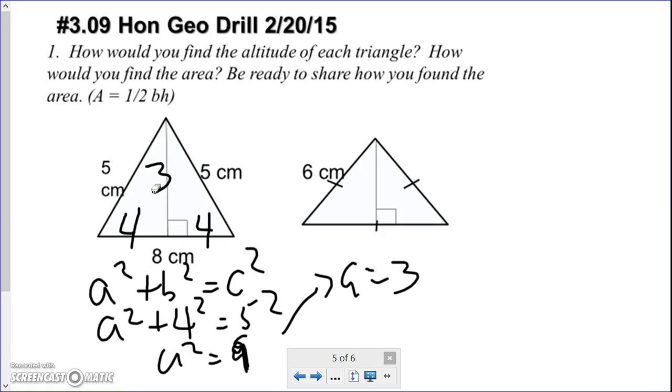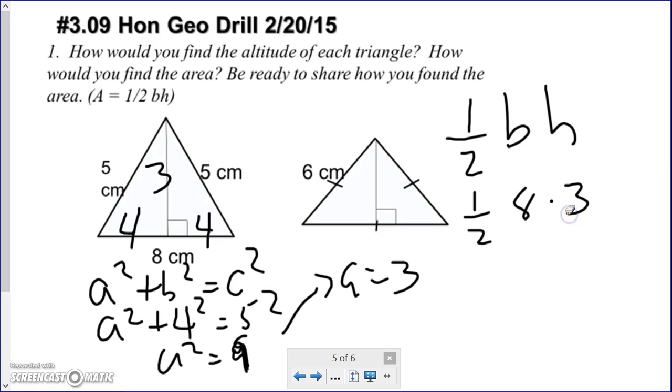And then if we want to find the area, that's 1/2 base times height. Our base is 8. Our height is 3. So we're looking at 12 centimeters squared. Now you want to do the same thing for the next one. So again, I'll give you a second and then I will be back.